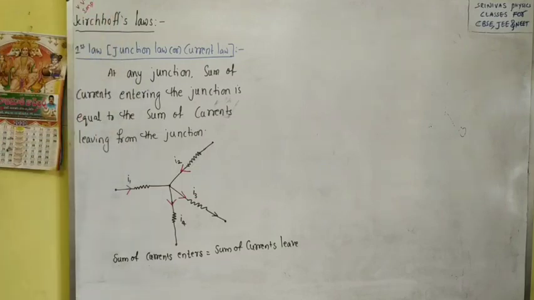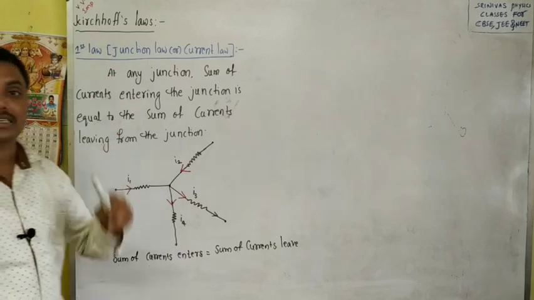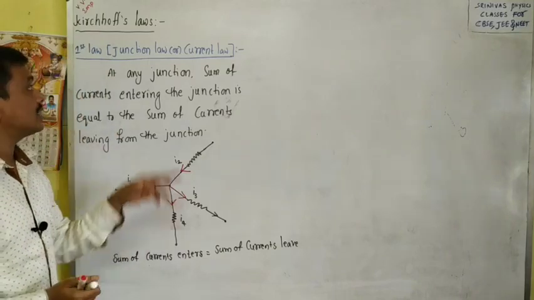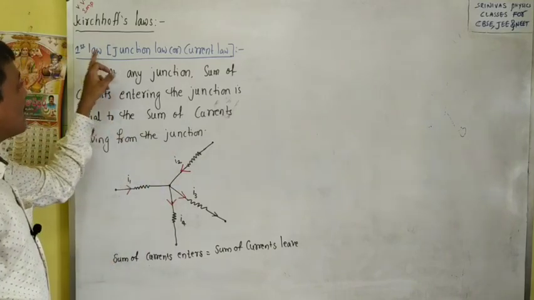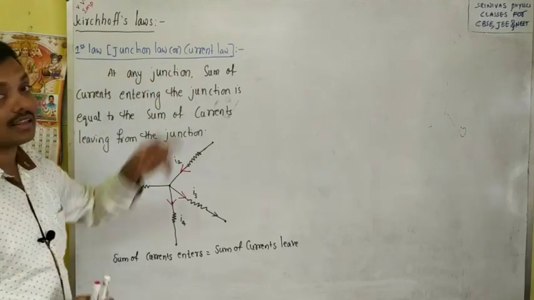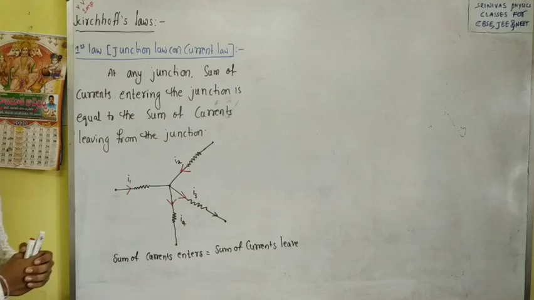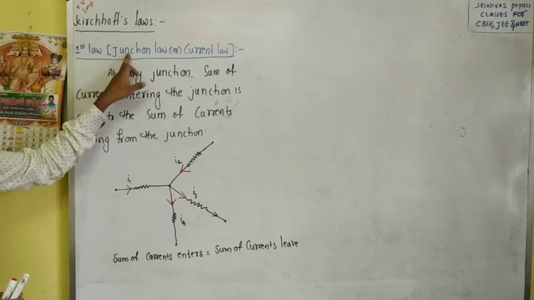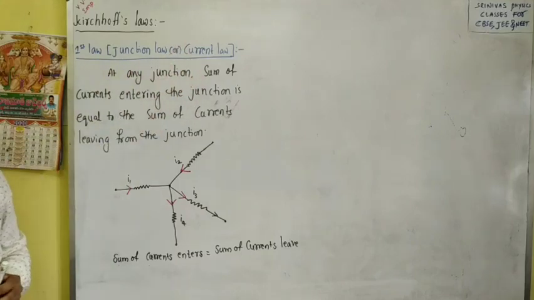Kirchhoff laws, there are two laws. Kirchhoff is the name of the scientist. He gave two laws, the first law and the second law. The first law is also called the junction law or the current law.